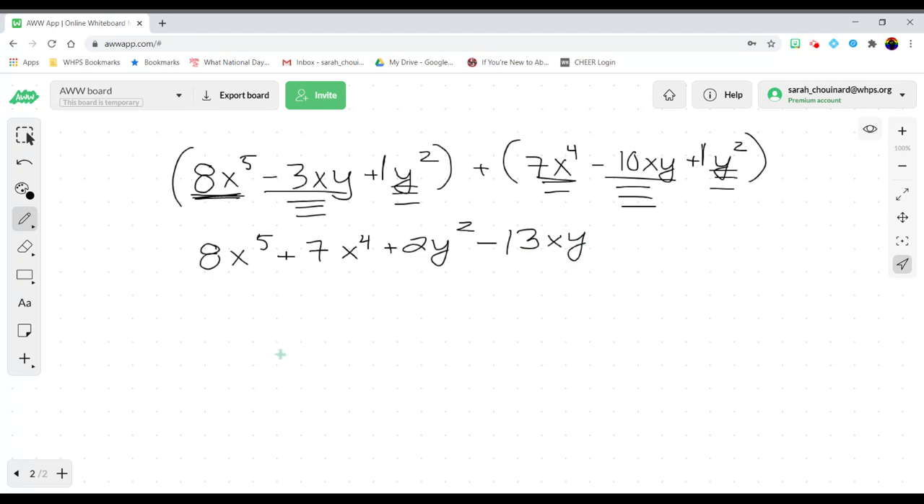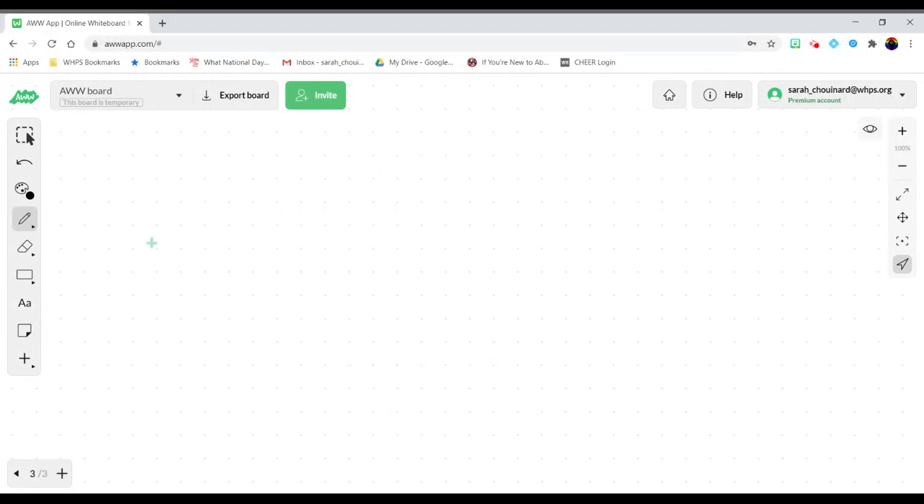Just a quick side note, if it had been negative 3xy and negative 10yx, these are actually like terms, even though the order is switched, because technically this is multiplication and order doesn't matter with multiplication. So as long as they have the same 2 variables, the order doesn't matter.